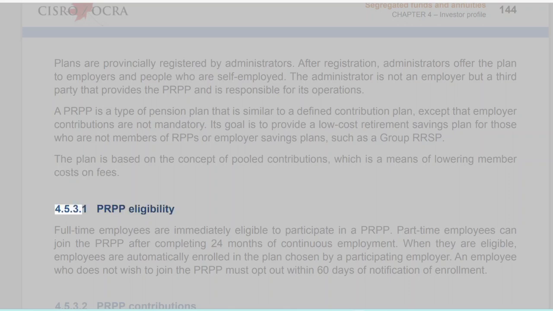5.3.1 PRPP eligibility. Full-time employees are immediately eligible to participate in a PRPP. Part-time employees can join the PRPP after completing 24 months of continuous employment. When they are eligible, employees are automatically enrolled in the plan chosen by a participating employer. An employee who does not wish to join the PRPP must opt out within 60 days of notification of enrollment. 5.3.2 PRPP contributions.